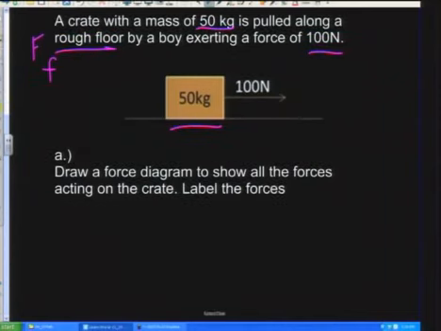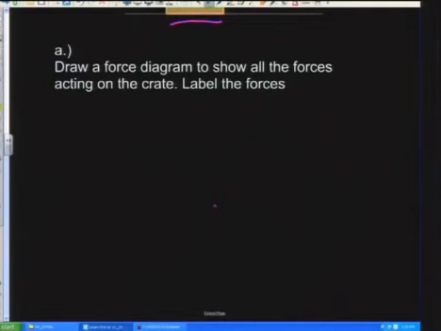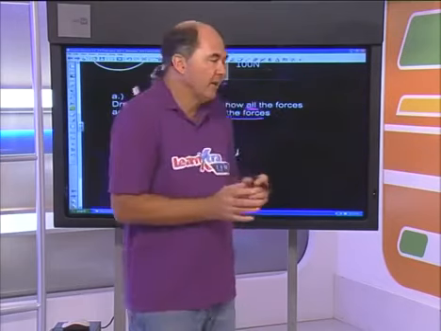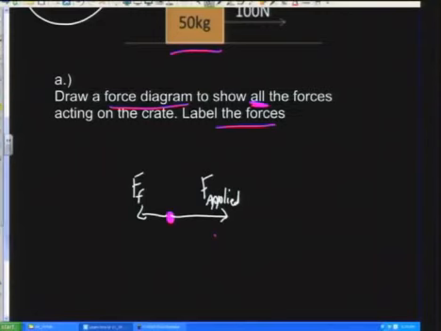Now what do they say to you? They say you must draw a force diagram to show all the forces acting on the crate, and the frictional force is not going to be equal to the applied force. In this case, it's going to be smaller. The object is accelerating. What other forces do we know?